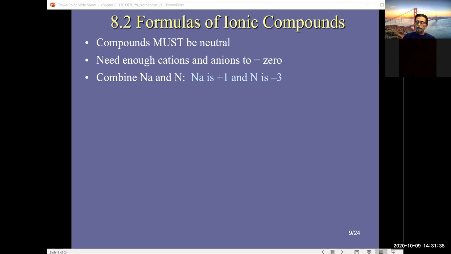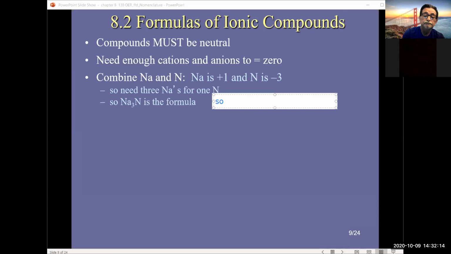So I need 3 sodiums to cancel out the -3 of the nitride. So my formula written would be Na subscript 3 N. That tells me that I have 3 sodiums, each one with a +1, to counter the -3 of the nitride. So its name will be called simply sodium nitride. Write that. Sodium nitride would be the name.